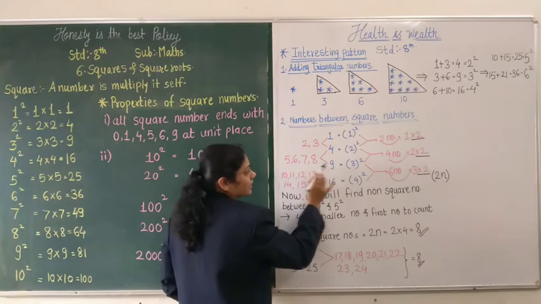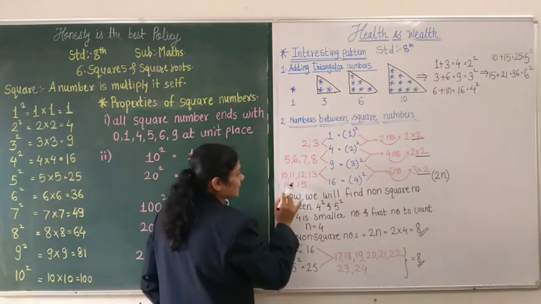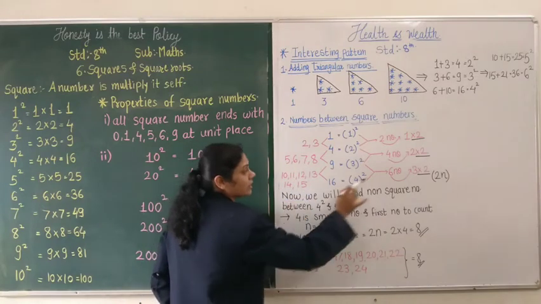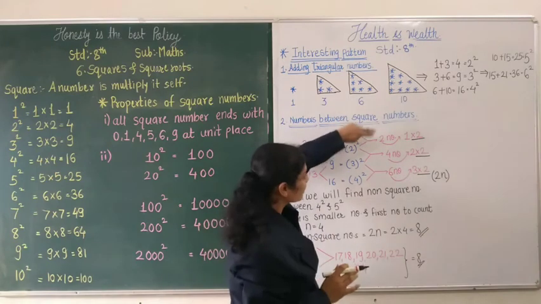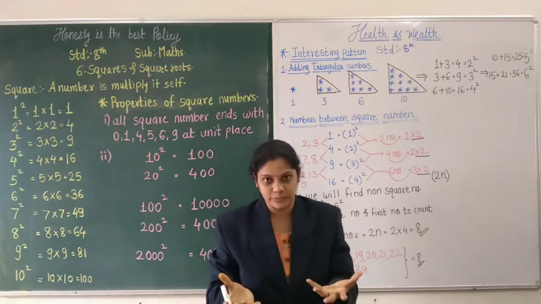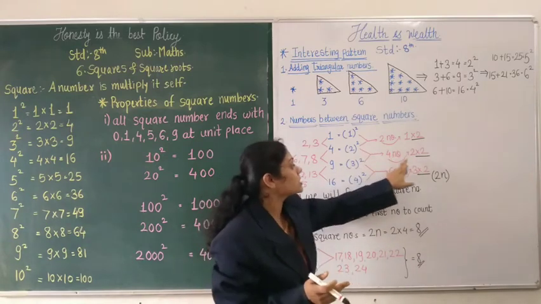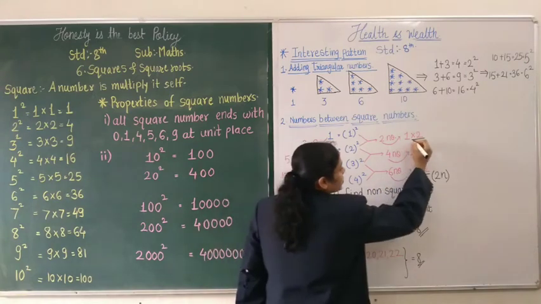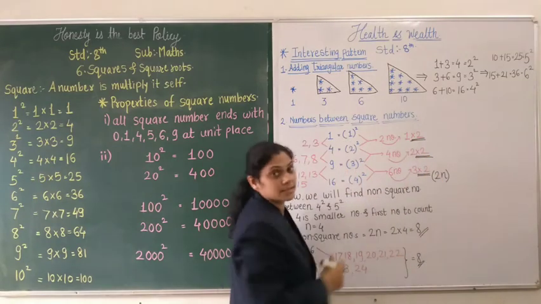How many numbers are there? 4 numbers. Between 9 and 16, how many numbers are there? 10, 11, 12, 13, 14 and 15. How many numbers are there? 6 numbers. So you can see 2, 4, 6 are twice of some numbers. 2 is twice of 1, 4 is twice of 2, 6 is twice of 3. So multiplying by 2 is the common thing among these three numbers.